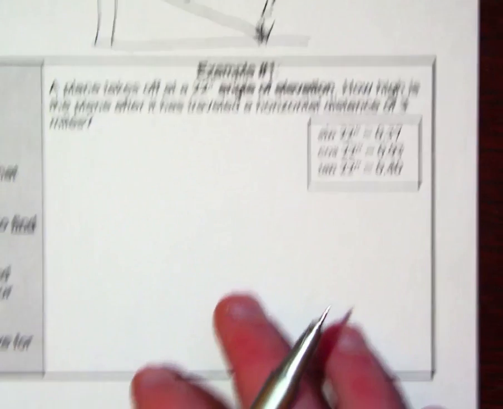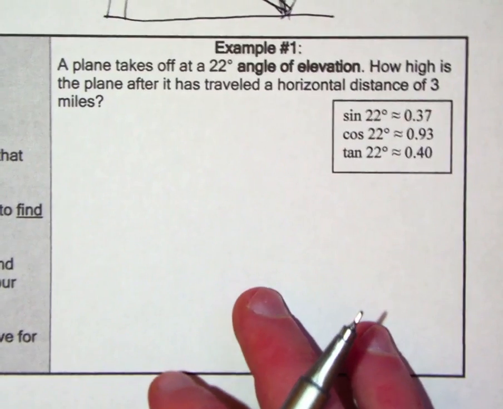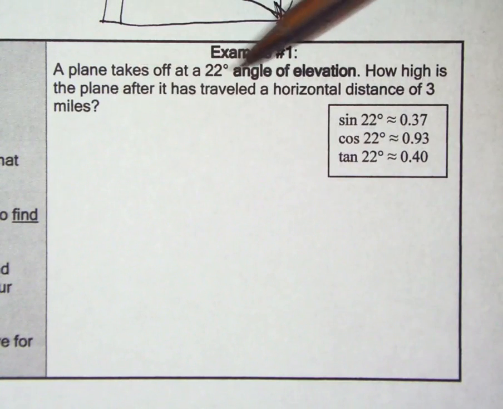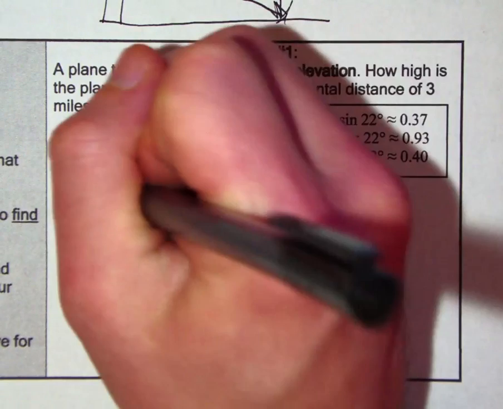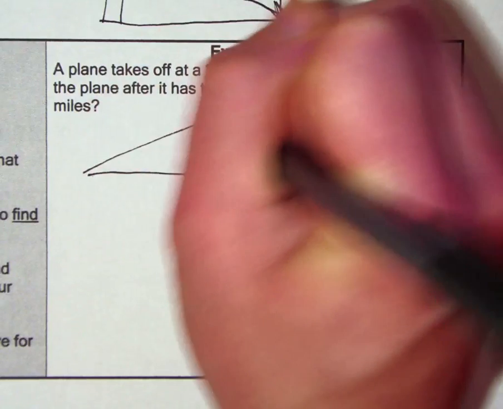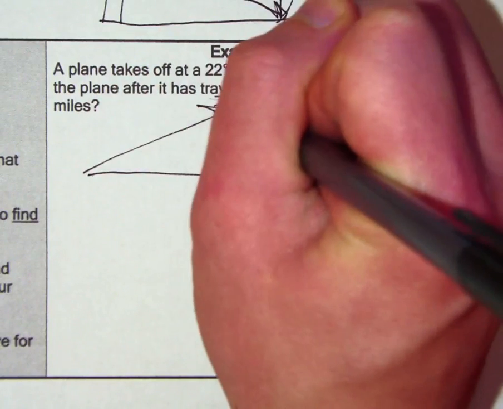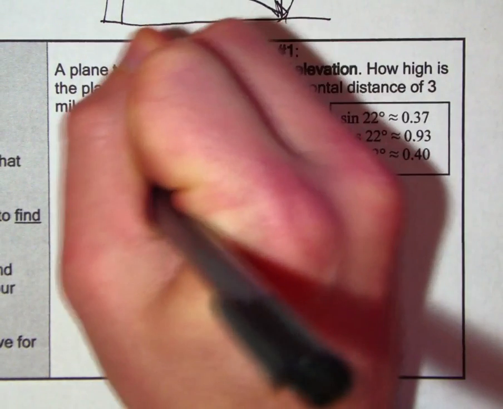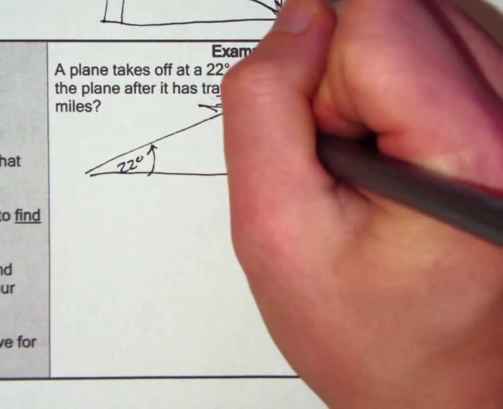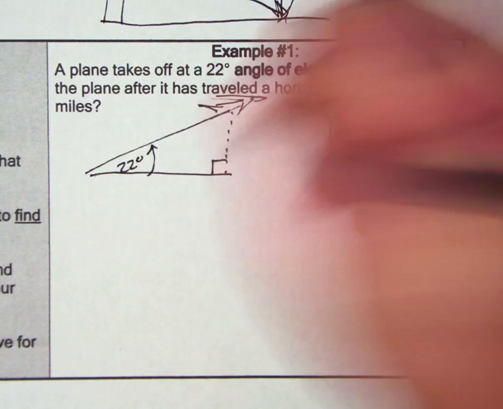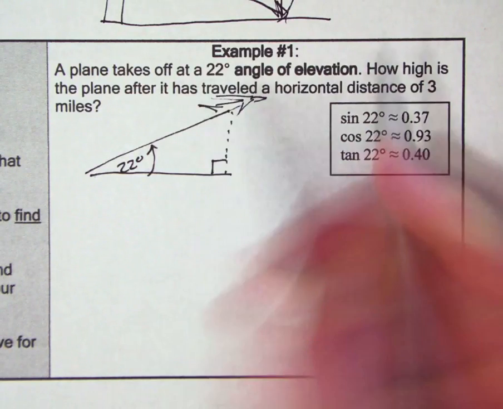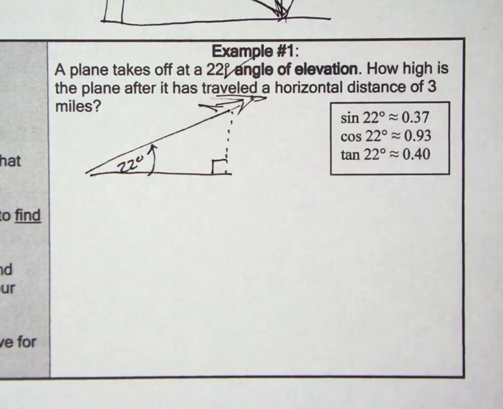And once you build a picture, it's just like all the previous problems we did. So the first step is to read the problem. A plane takes off at a 22-degree angle of elevation. Now I don't see a picture, so we better sketch one. And we'll just use what we did before. Here's our plane. And it's rising up, taking off at a 22-degree angle. And if we drop a tape measure down, there we go, that's going to be its height. So we did the 22-degree angle of elevation, so I can check that off.